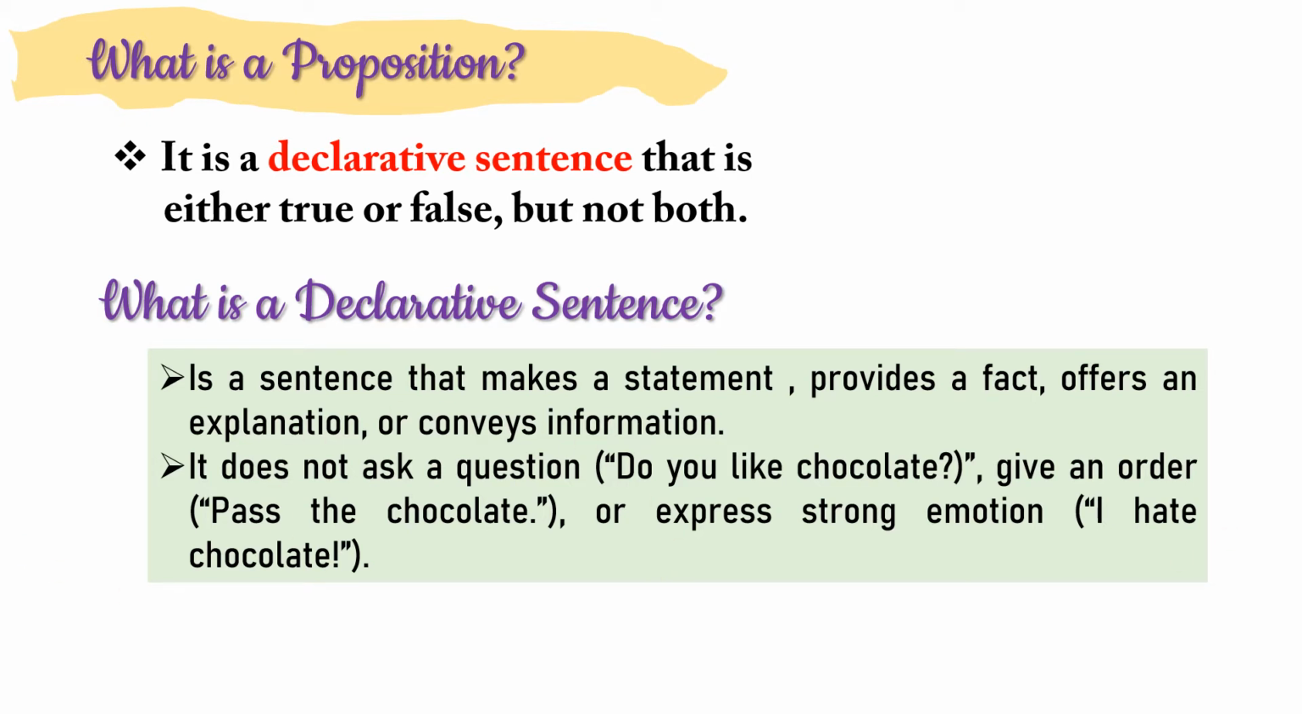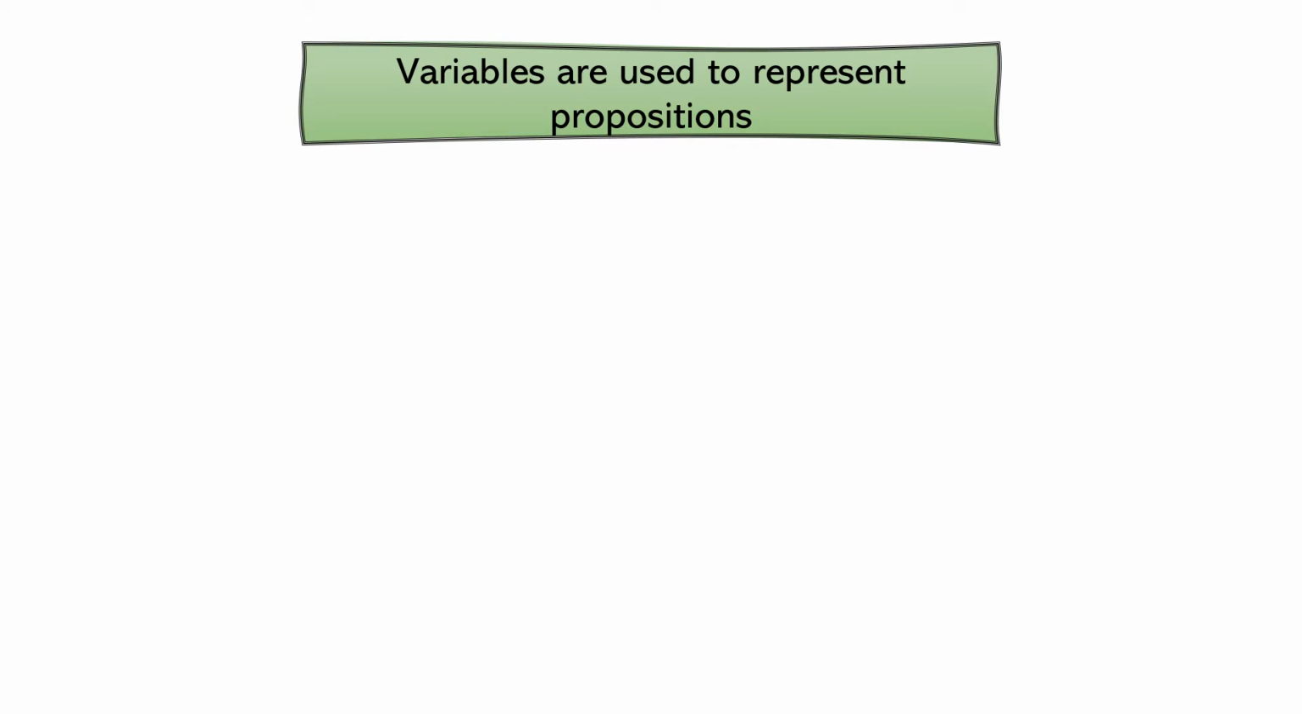Let's proceed. In representing propositions, variables are used. In mathematics, variables refer to letters or symbols. In propositions class, the most commonly used variables are none other than letters P, Q, and R. These are the letters or variables used in representing propositions. Now, let's take a look at the following examples.